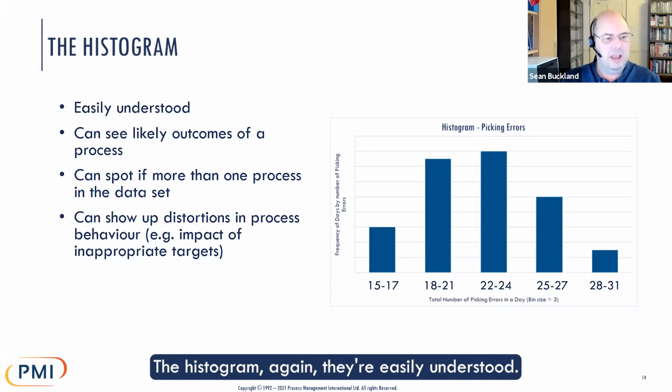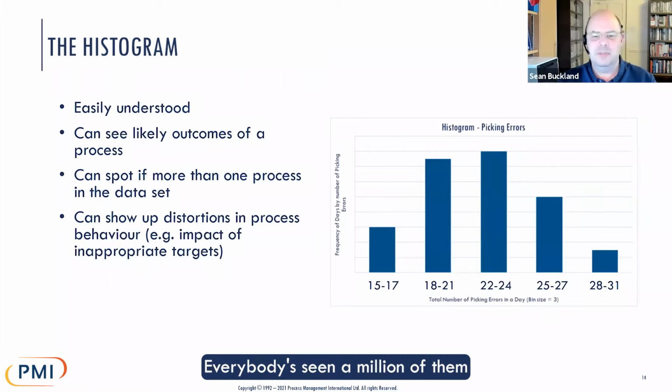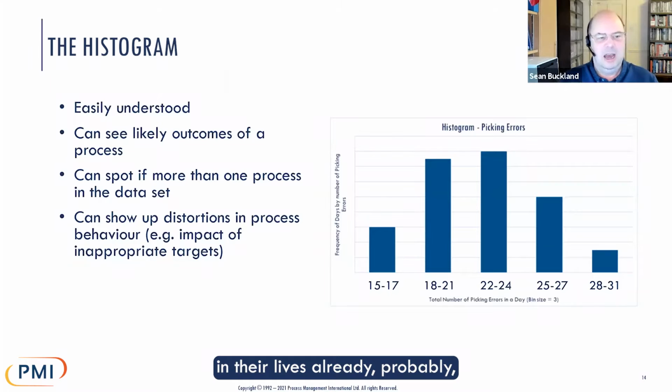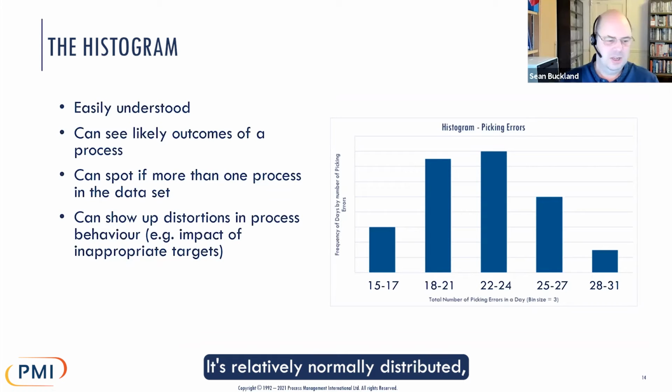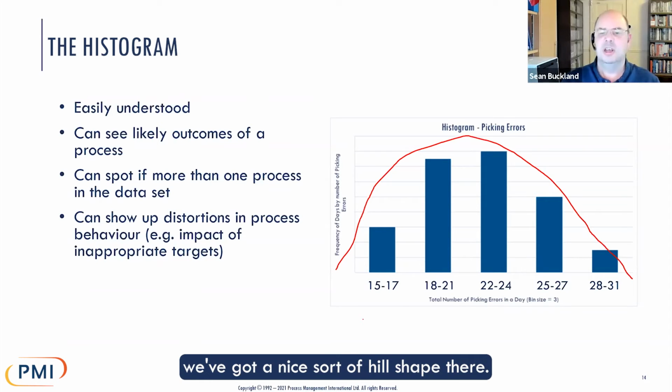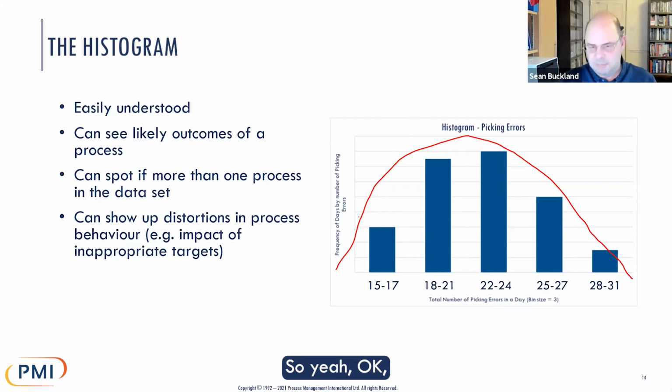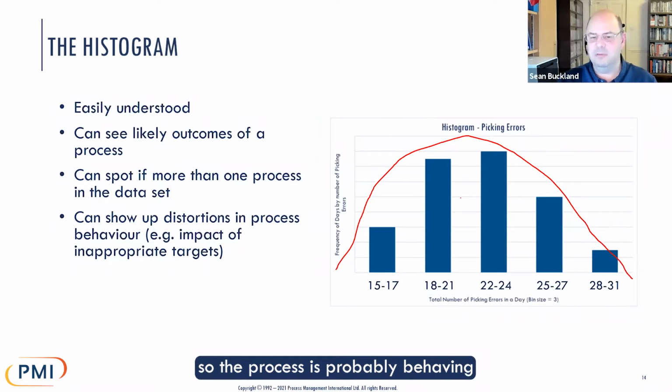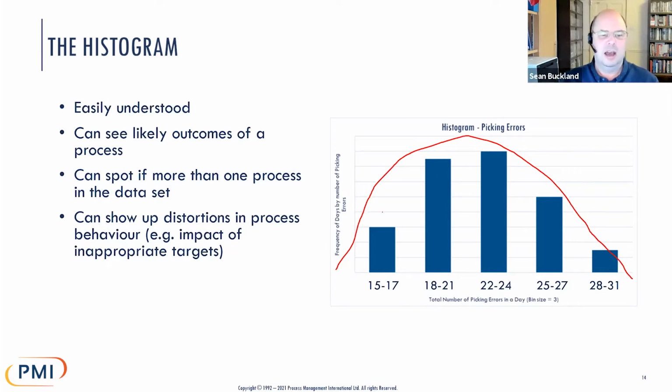The histogram, again, is easily understood. Everybody's probably seen a million of them in their lives already. But it's a very powerful tool because it gives you an idea of where the likely outcomes of a process are. So in this picking error example, somewhere between 18 and 24 is a very typical outcome for this process. It's relatively normally distributed, by which I mean, as I draw with the pen, we've got a nice sort of hill shape there. So the process is probably behaving fairly predictably.